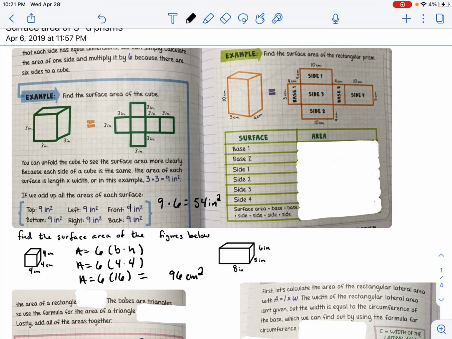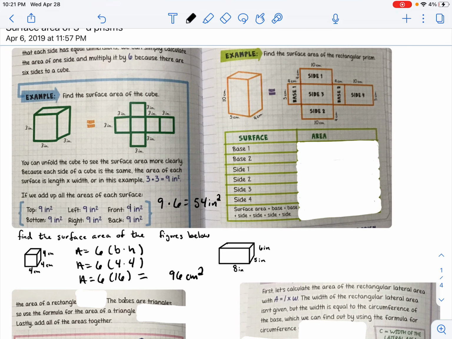A rectangle gets a little bit different. So on a rectangular prism, and we've taken the net here, notice that you've got a base 1 and base 2. Those two are both going to be 5 by 4. So you have 2 of those. Then you have side 1 and side 2. Once again, those are both 10 by 4, so you have 2 of those as well. And then you have side 3 and side 4, and those are both going to be 10 by 5.